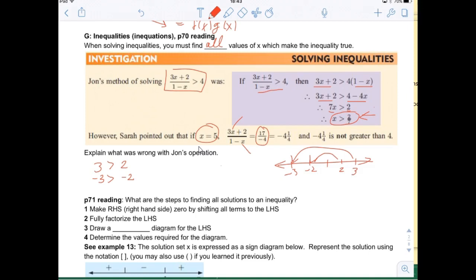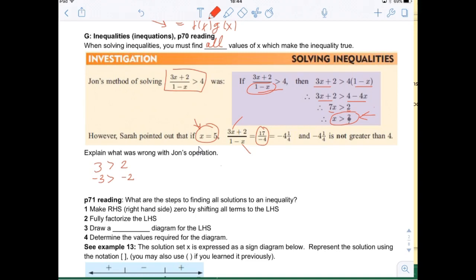Okay? So in this case, there is a point where John divides by, not necessarily a negative number, but something that could be a negative number, right? Remember, he multiplies both sides by a possible negative number. So he multiplies both sides by 1 minus x. 1 minus x, depending on the value of x, could be negative, right? So for example, if you have x equals 5, 1 minus 5 is negative 4. So in this case, you would actually be multiplying by a negative number.